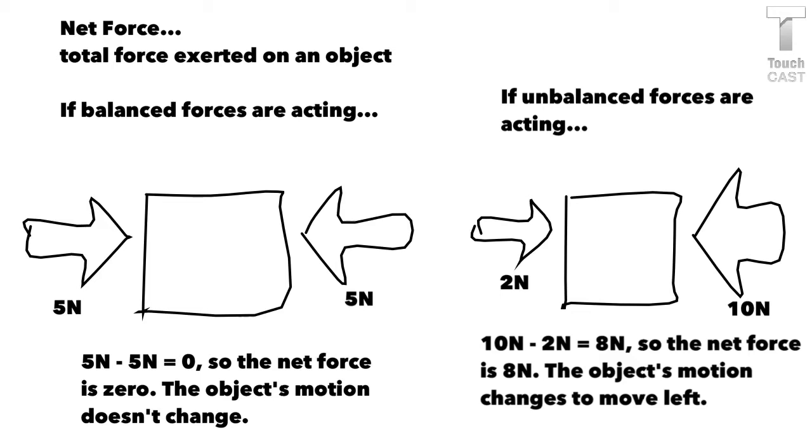But what happens if we have unbalanced forces that are acting? Well, you're going to see unbalanced forces with two different sizes of arrows. You see that we have 2 newtons going to the right and 10 newtons going to the left. So you subtract your newtons. 10 newtons minus 2 newtons gives us a net force of 8 newtons. Because 8 newtons is greater than 0, the object is being impacted by unbalanced forces. So that means the object's motion is going to change. In this particular example, this object would then move towards the left because that's in the direction of the greater force.